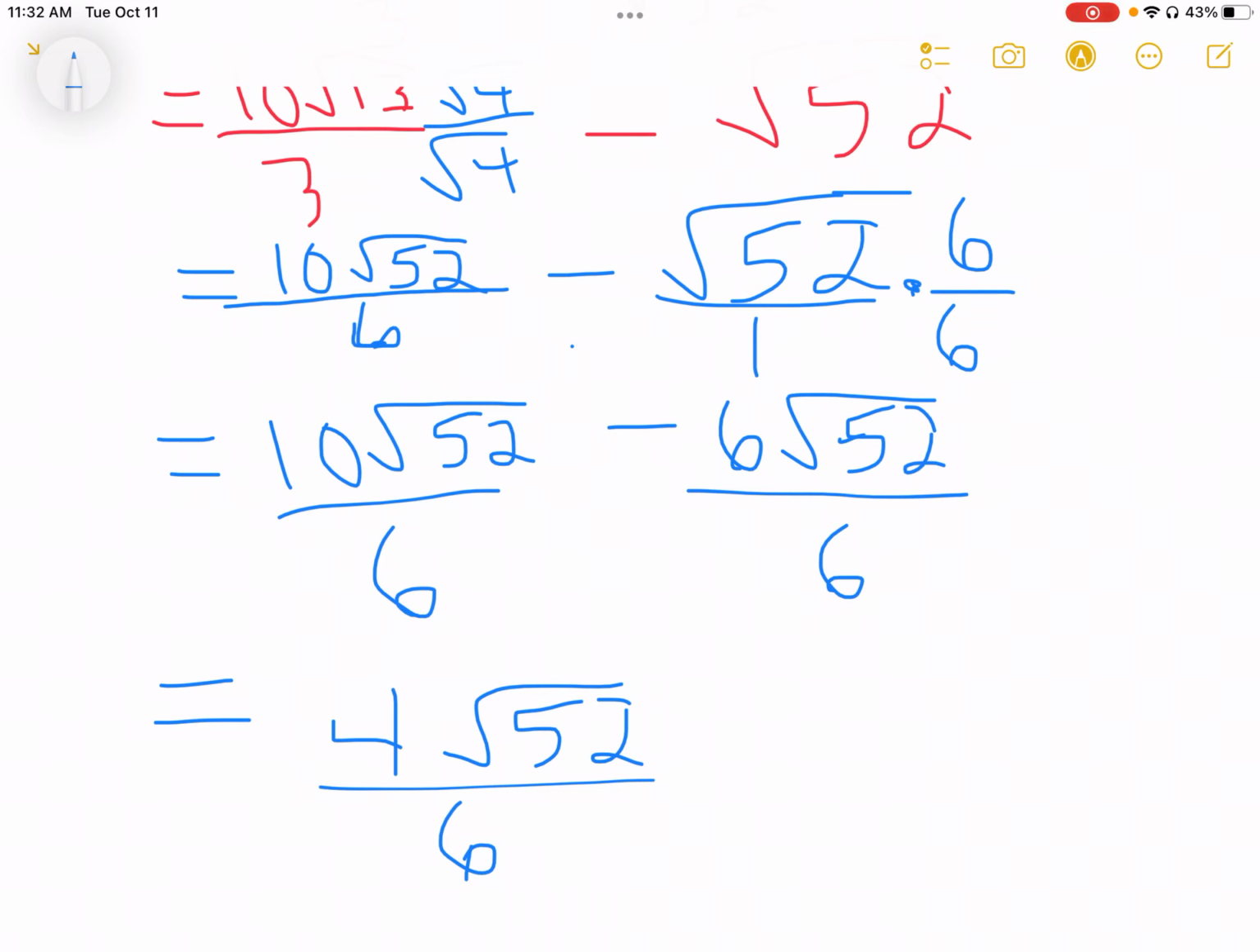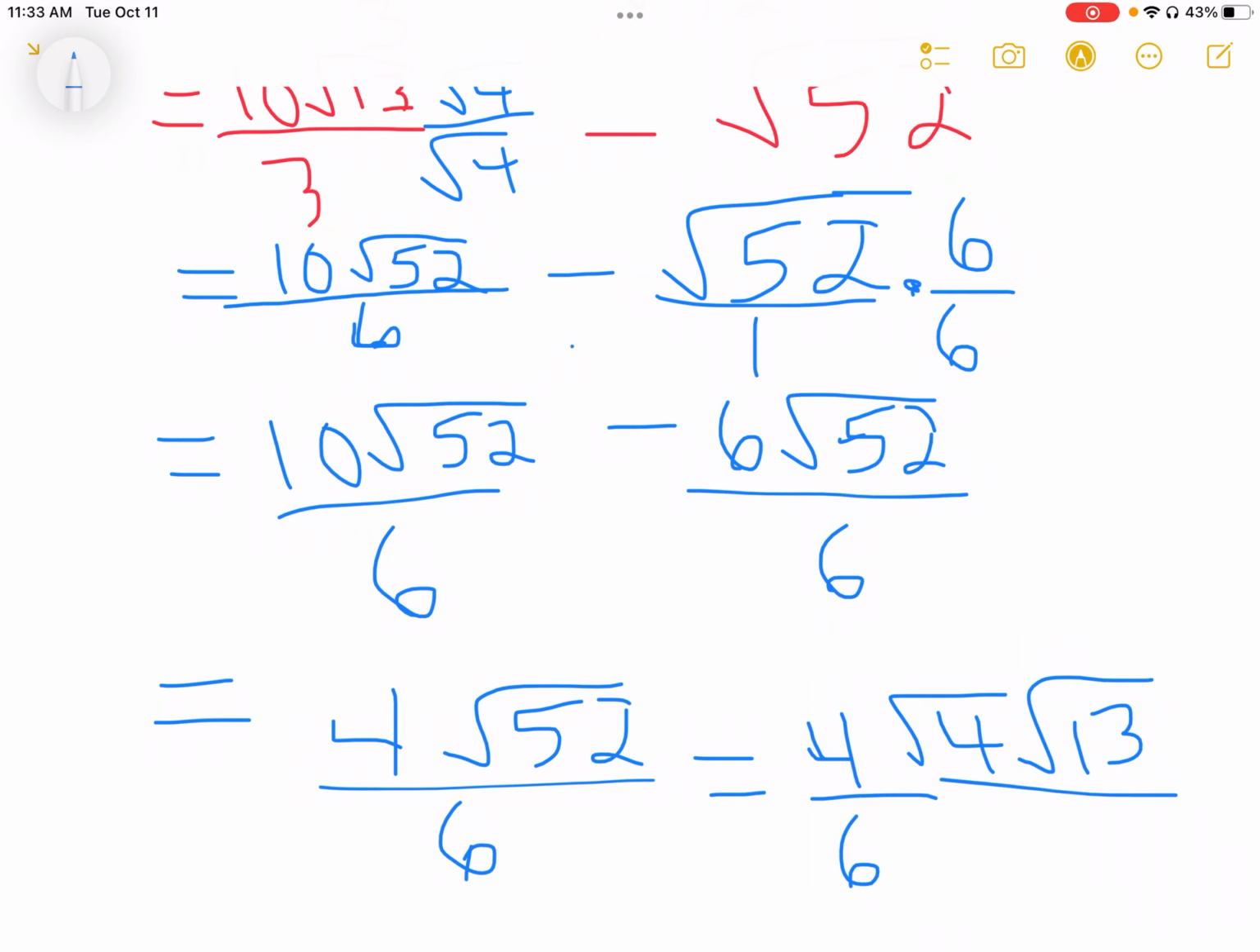But oh, you know what we could have done? I didn't have to do all of this right here, but we can leave it like that for now. What I should have done is I should have kept my root 52 factored out, right? Because that would have been root 4 root 13, right? So if I do that, then I end up with what?